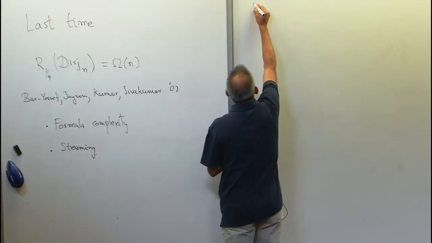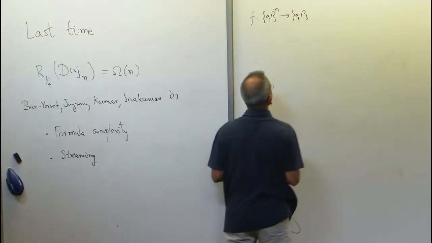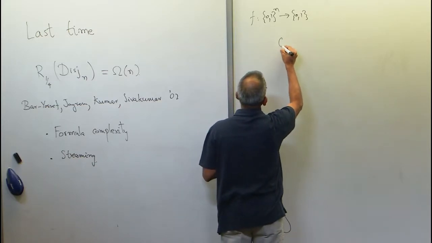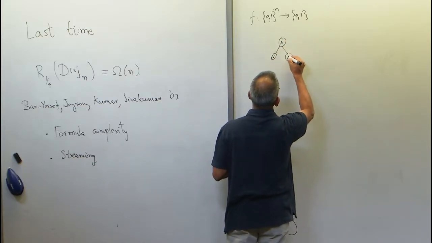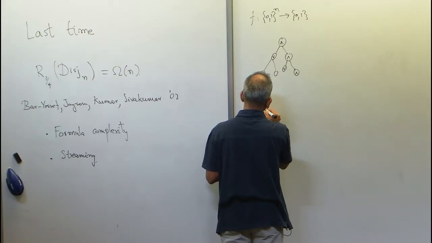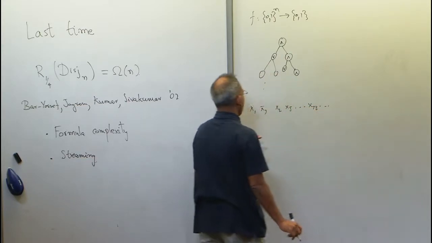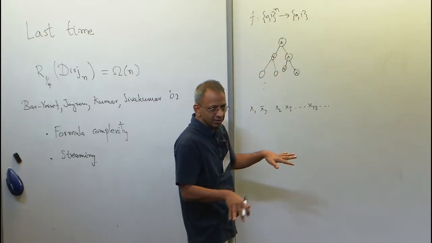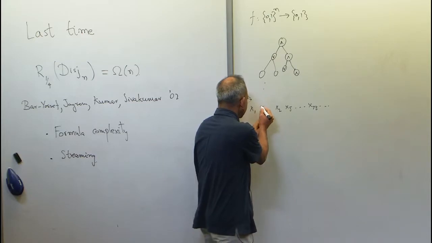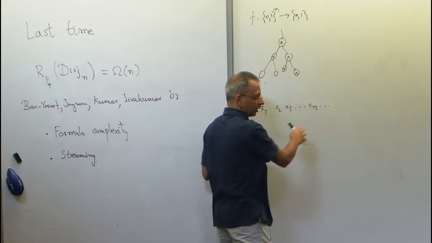So you have a Boolean function f on n variables, and you want to build a Boolean formula for this. A Boolean formula is a tree like this, but the only gates I allow are ANDs and ORs, and the negations appear only at the leaves, and such a formula computes a Boolean function.